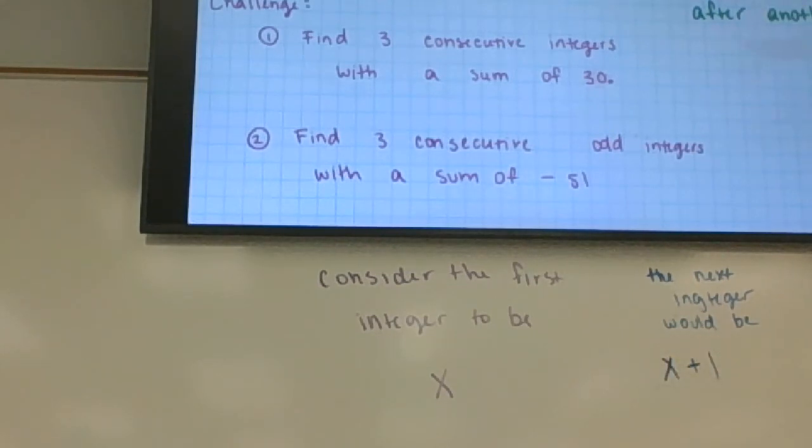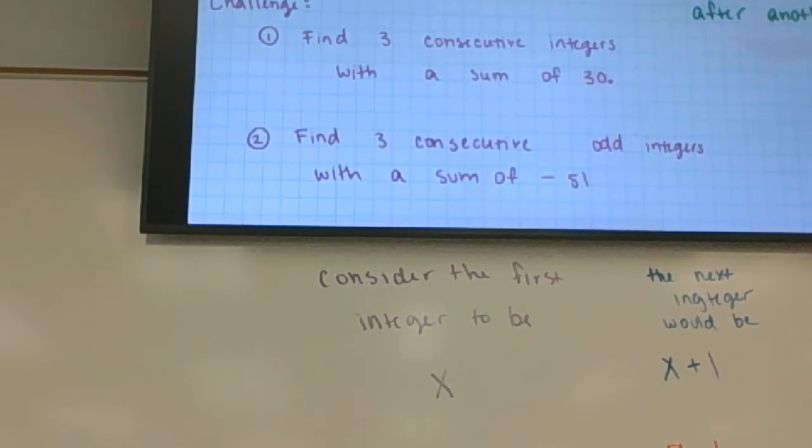For instance, 9, 10, and 11. If x is 9, the next one is 10. Isn't that just 9 plus 1? Mm-hmm. And what would 11 be? 9 plus 2. So the third integer is x plus 2. Think about it. If x equals 9, then 10 is 9 plus 1, and 11 is 9 plus 2. 9, 10, 11.